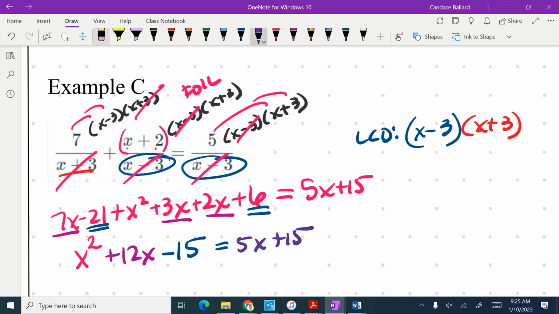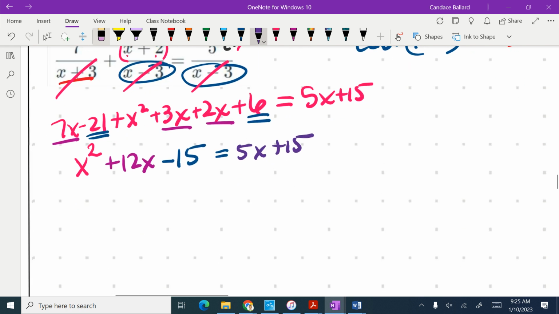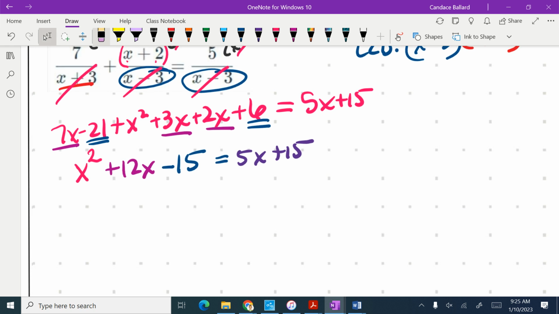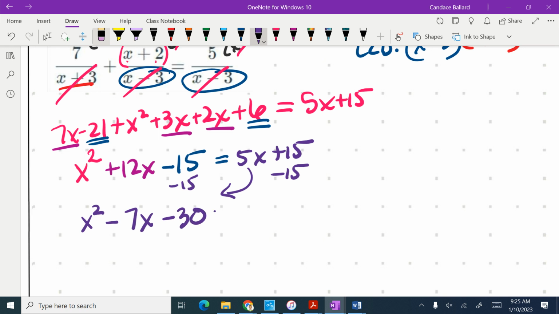5x + 15. If I am quadratic, what do I have to be equal to? 0. So I need to move these 2 to the other side. How do I move the 5x? Subtract. So 12x minus 5x is 7x. And then I'm going to subtract the 15 over. What's -15 and -15? -30. Okay, from there, I'm going to stop there. Pick it up tomorrow on that one. Okay? All right. Make sure you try the homework, please.